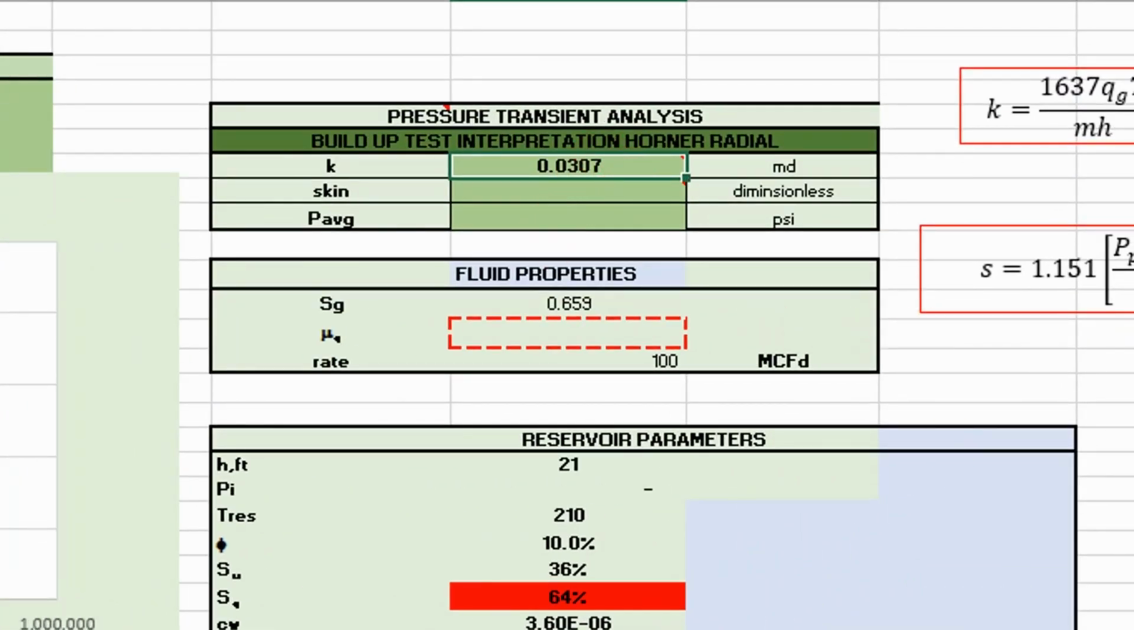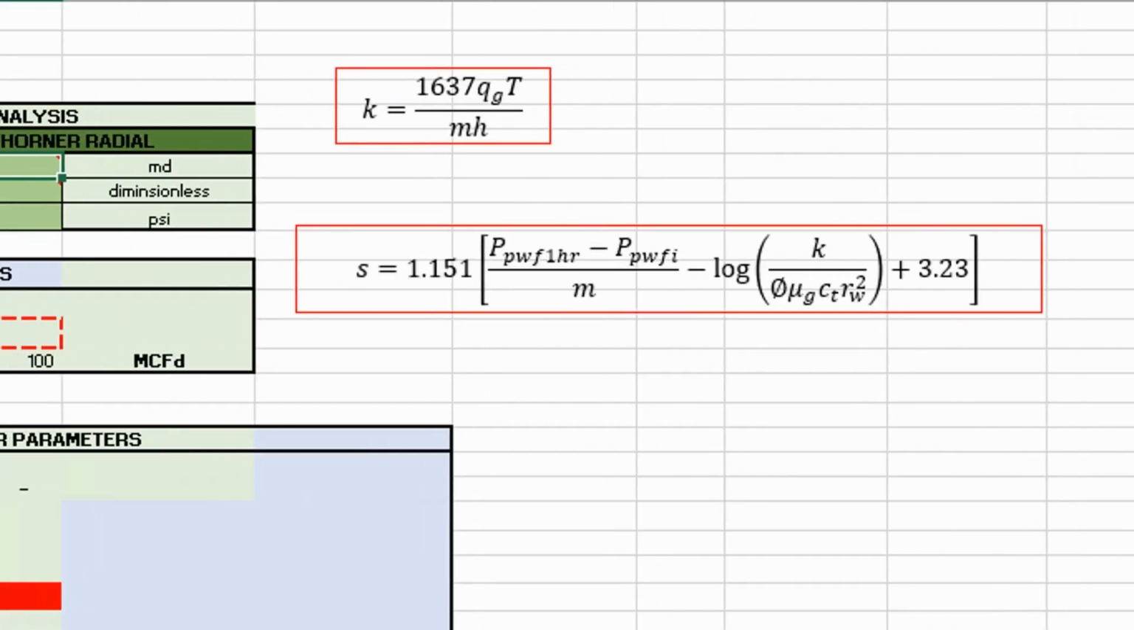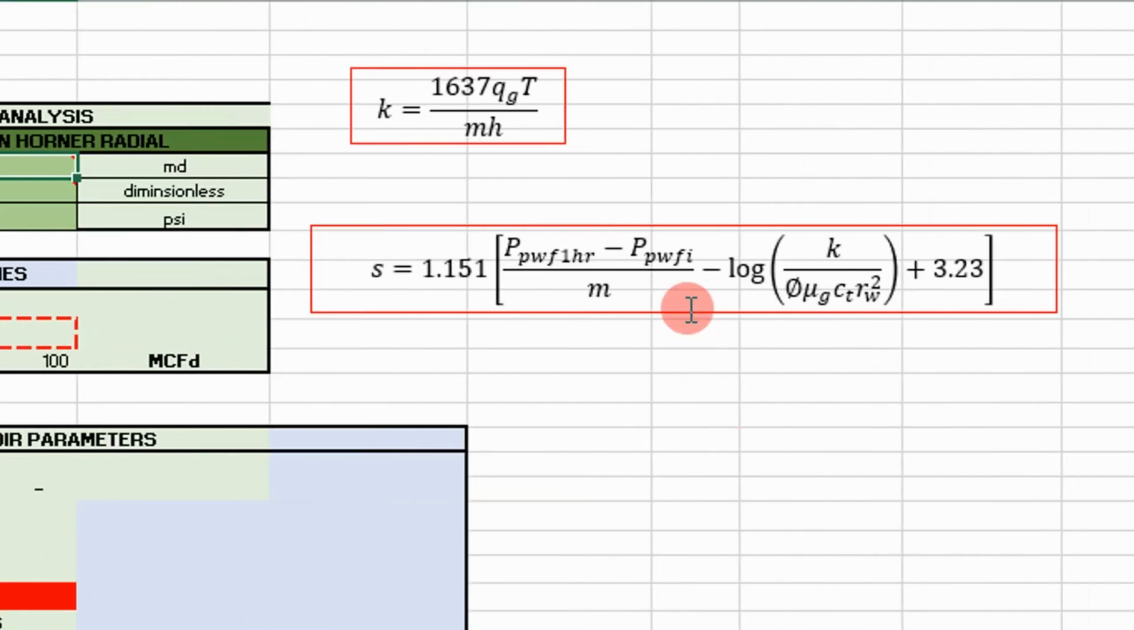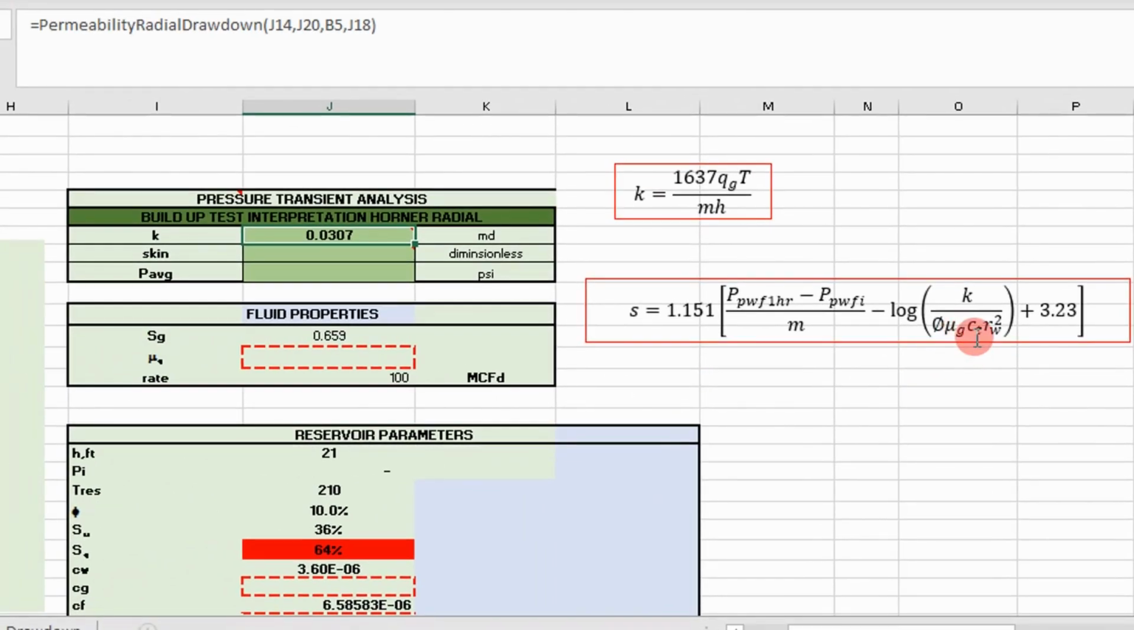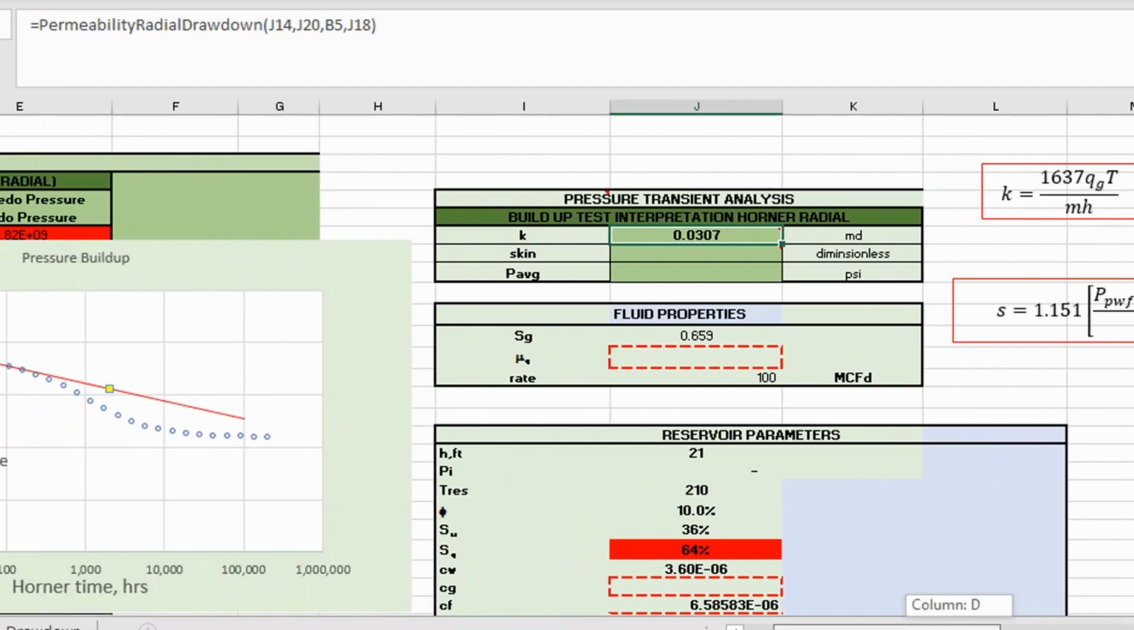0.0307. Okay, so next we can calculate our skin, but before I calculate skin, I have some parameters here that are actually a function of reservoir pressure. So what I'm going to do is calculate a reservoir pressure or average reservoir pressure first, and then calculate these fluid properties using correlations, because in essence you're not always going to have all your PVT data. You can easily estimate those with correlations.